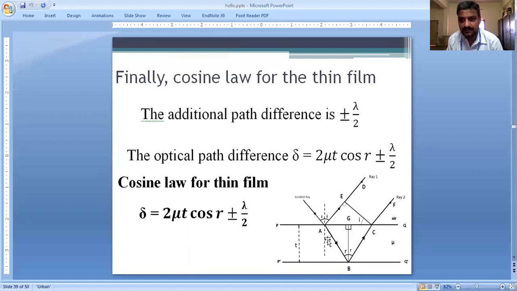Please look at this picture. Here we have assumed that PQ and P dash Q dash are the surfaces of the thin film. So here the thickness of the film is t, which is a constant. It is not going to vary from point to point. So it is a uniform parallel thin film. Whereas now, in the case of Newton's rings, let me switch to that.